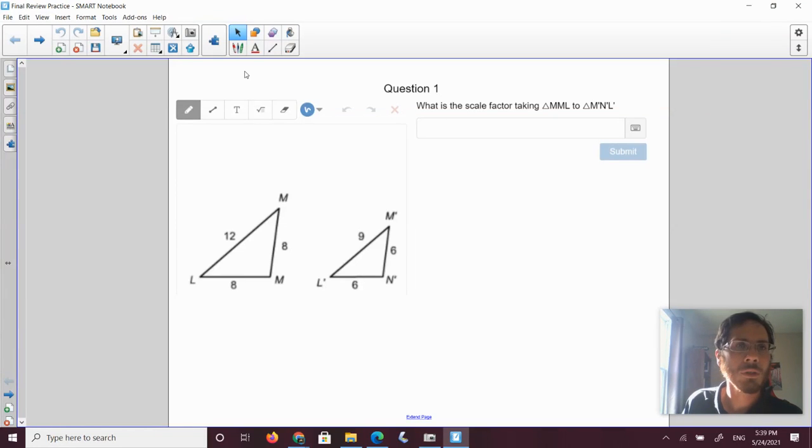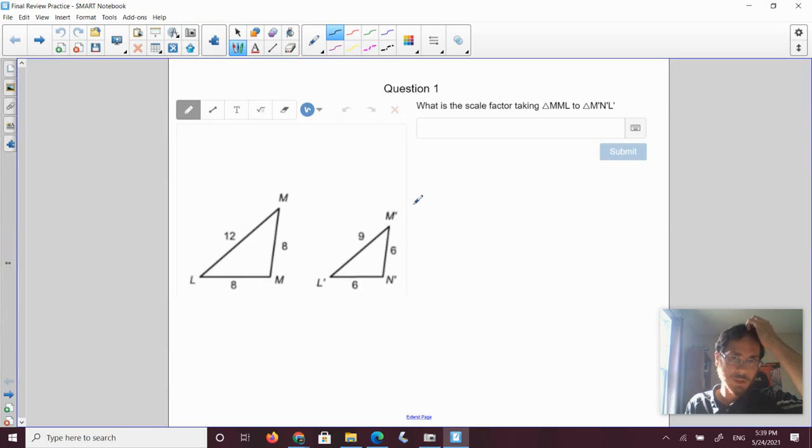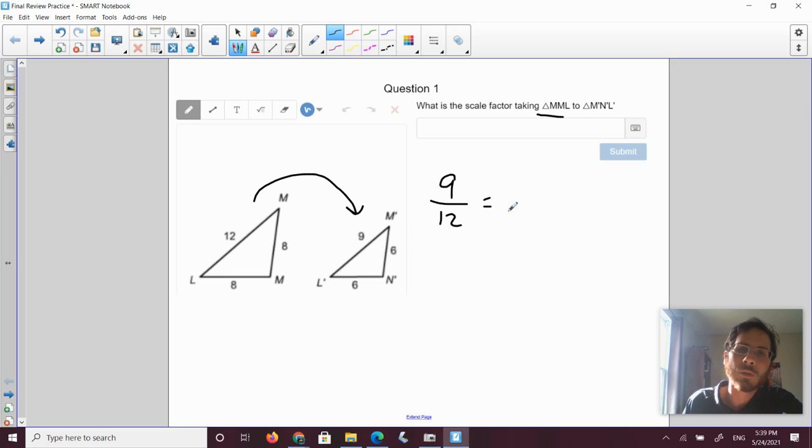All right, so this is the final review guide for geometry. So question one, what's the scale factor? This is kind of weird, it says MML, but I guess we'll work with it, to M' N' L'. So for the scale factor, again, we just want to divide to figure out what the scale factor is going to be. In this case, since I want to go from this triangle to that triangle, I know I'm getting smaller, so I'm going to say that it's going to be 9/12 or 3/4.